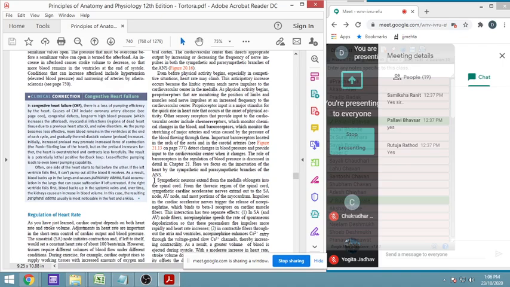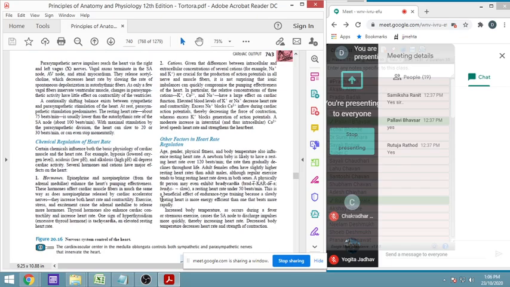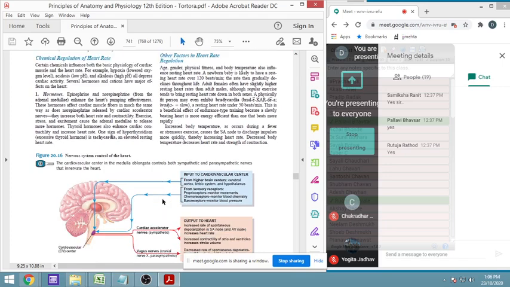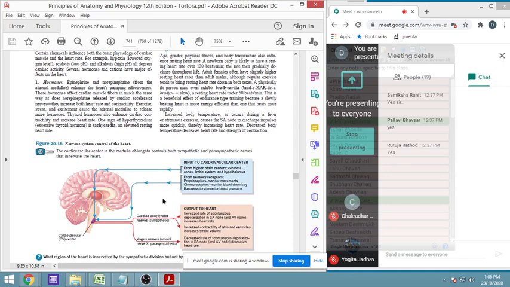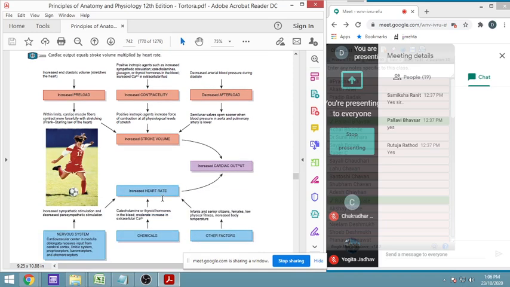I hope you will go through this figure. It will help you a lot to understand how the heart rate is regulated, because when arrhythmia is there, somehow this is not working properly. So the regulatory part should be known to us, and we should know what the various inputs are.